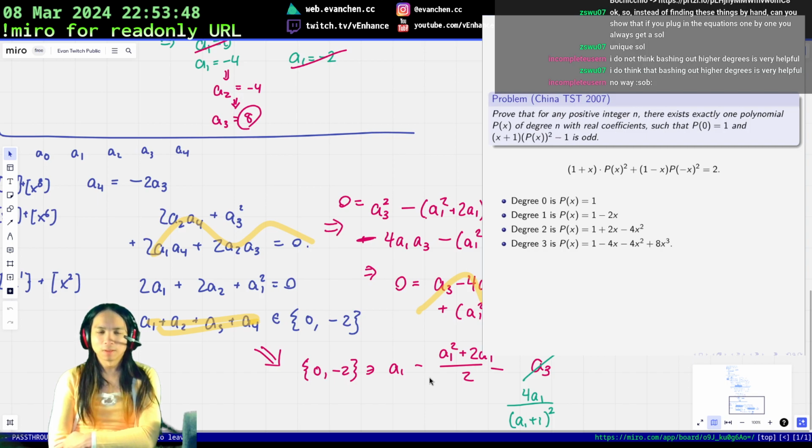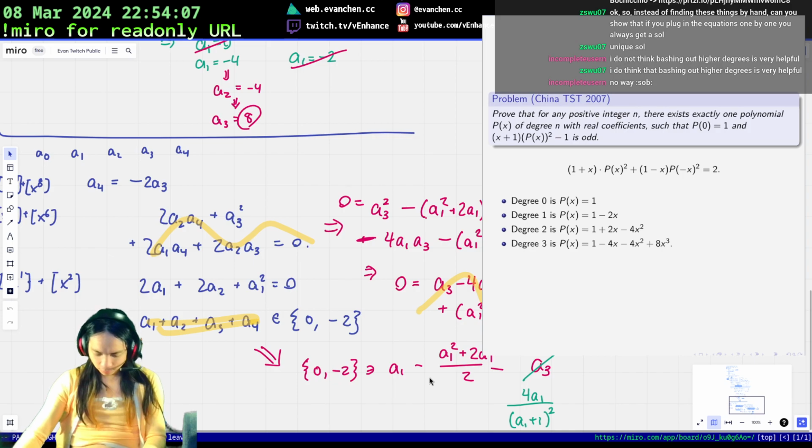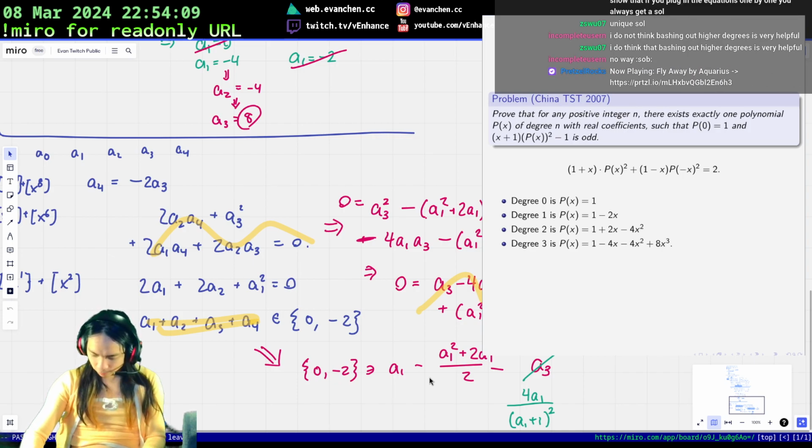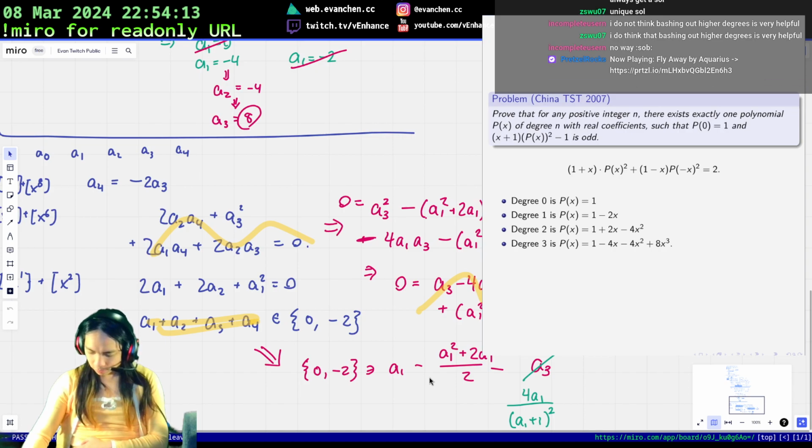A4 plus A4 plus A3 is minus A3. Yeah, I don't see the mistake. A3. Oh, I failed at canceling out A3. Okay, I see the mistake. This A3 shouldn't be here. That's why I got so confused. In which case A3, never mind. A3 is this linear. Oh god.